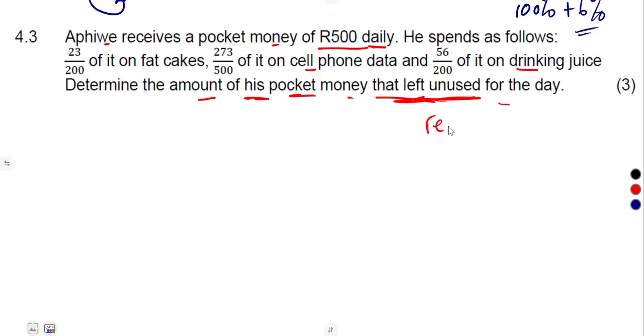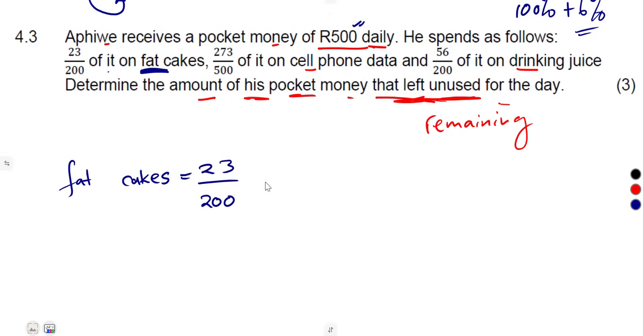The remaining one is the one that we need to calculate from what he had. What is the remaining, the amount that is left? So let us just calculate. Out of the total 500, you used 23 over 200 of it on what? On fat cakes. So for the fat cakes, you used 23 over 200 times the amount that is given, which is 500. So just use your calculator, guys.